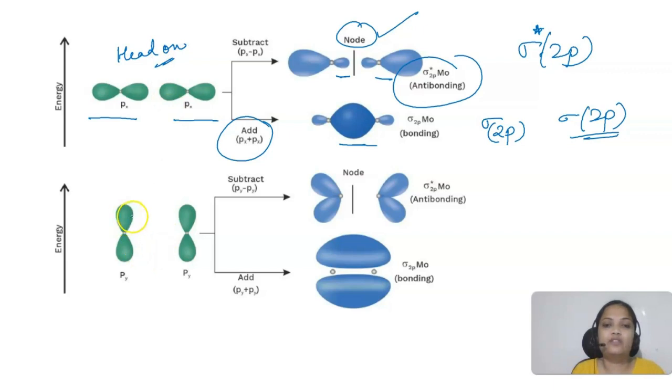If sidewise overlap happens, you will get pi, not sigma. So you can write pi 2p. This is sidewise overlap.